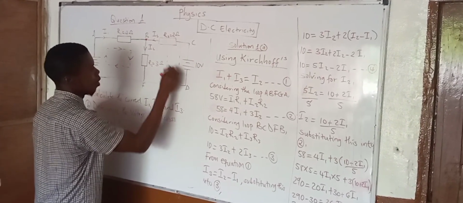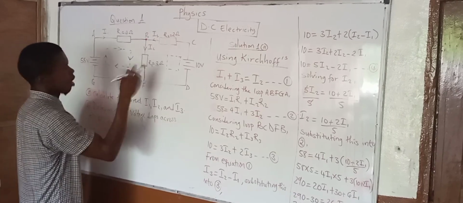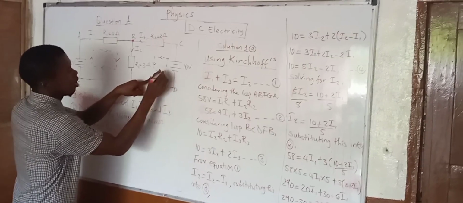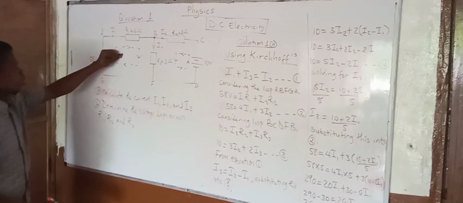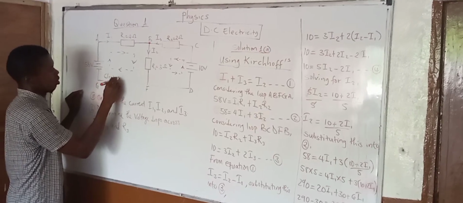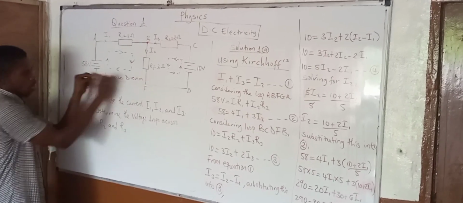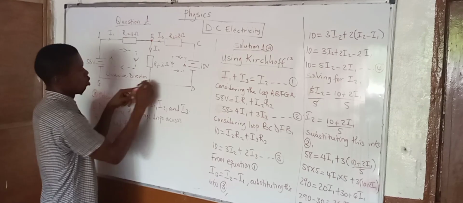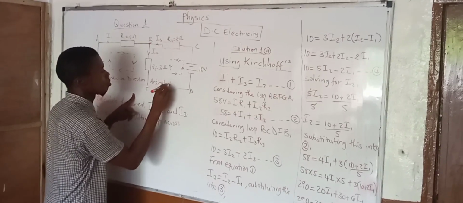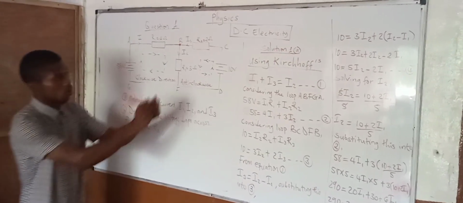Let's indicate that. It's very important to always indicate the direction of flow of the current when using Kirchhoff's laws. So the current is going this way, coming this way. In this loop, current is going in a clockwise direction. You don't have to write it there, just write it so that you can remember that. In this loop, the current is going in an anti-clockwise direction.